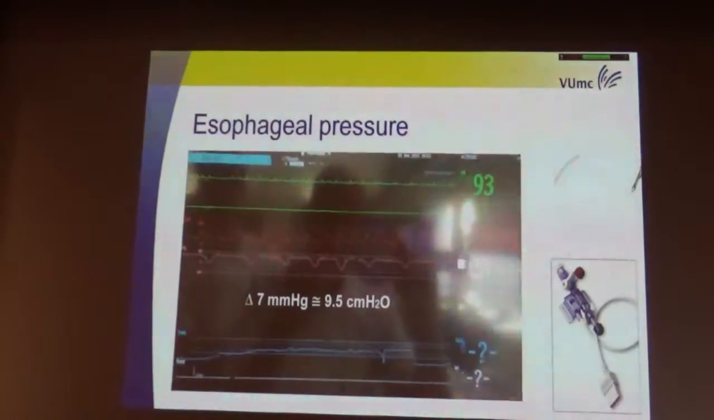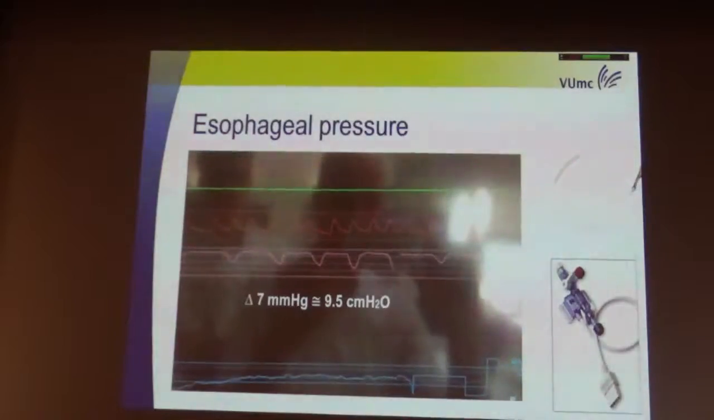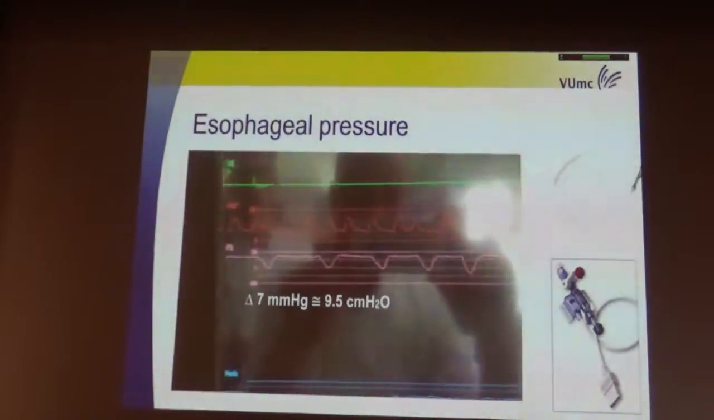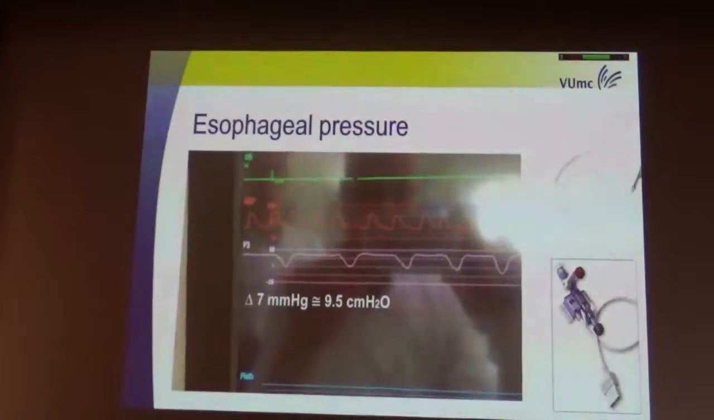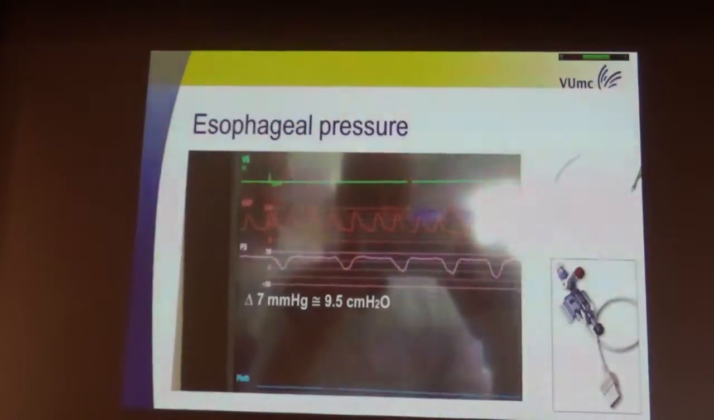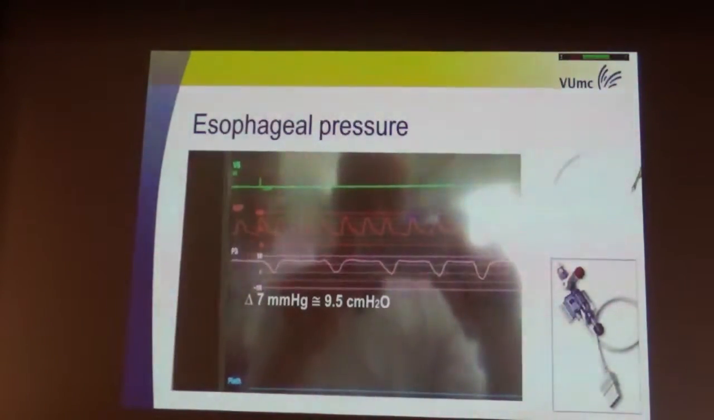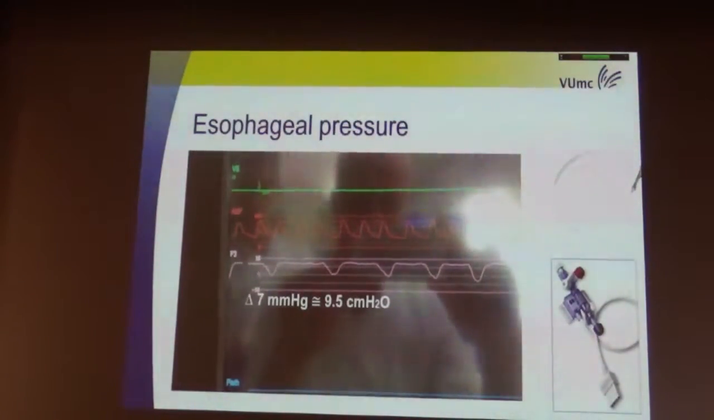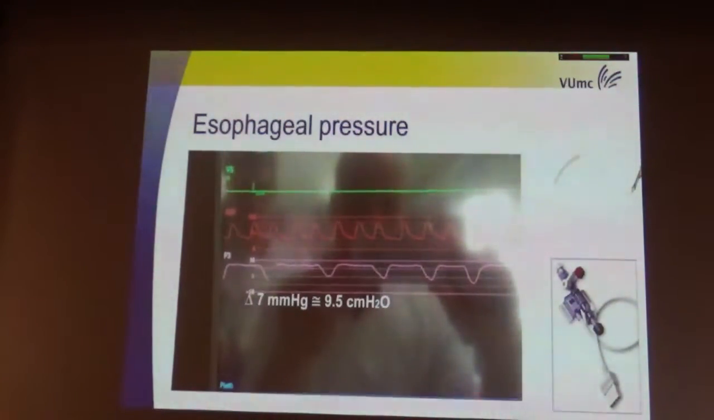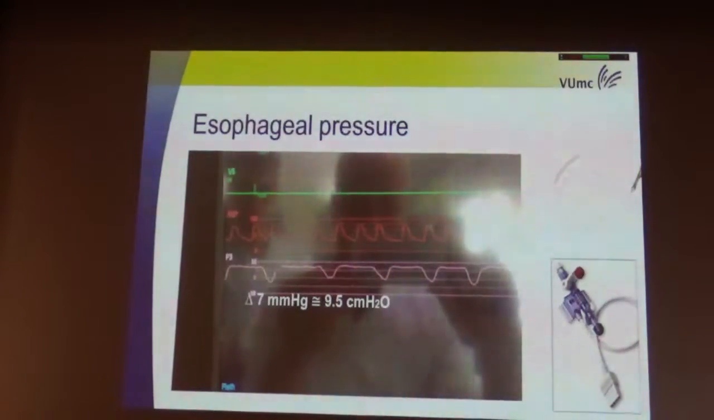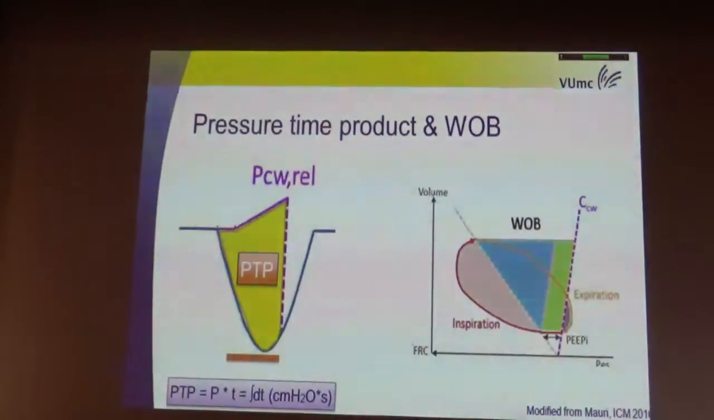In this case, 7 millimeters of mercury, which corresponds to 9.5 centimeters of water. And this seems to be more or less a physiological breathing effort. I mean, if this would have been like 25 centimeters of water, then it would probably be too high a breathing effort for this patient. And on the other hand, if it would be 0 or 0.5 centimeters of water, that would probably be ventilator over-assist. The esophageal balloon also allows you to do more complex analysis.